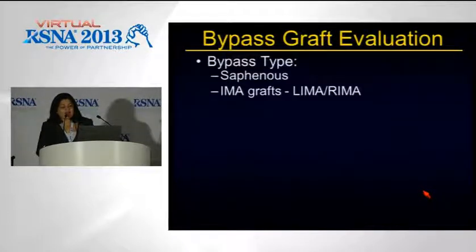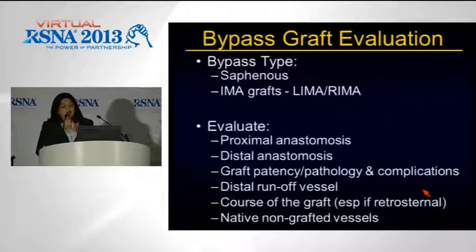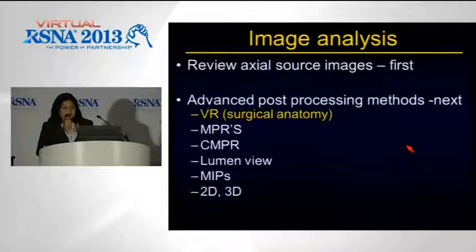When looking at the grafts, the ones that we commonly come across are the saphenous venous grafts and the internal mammary artery grafts, and it's predominantly the left internal mammary. We want to look at the proximal anastomosis, the distal anastomosis, the graft proper to see whether it's normal, whether it has any pathology or any complications, the distal runoff vessel, the course of the graft in relation to the sternum, and then the native non-grafted vessels.